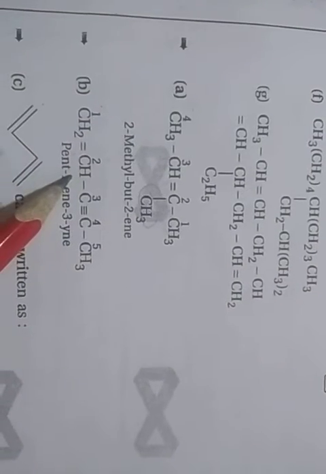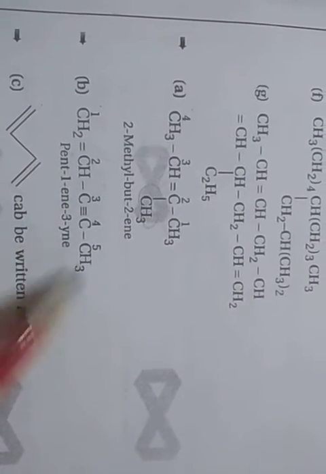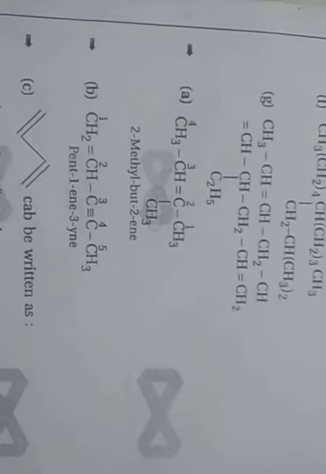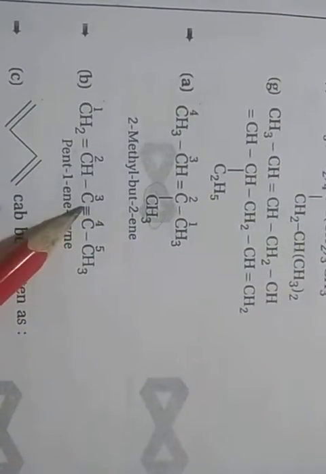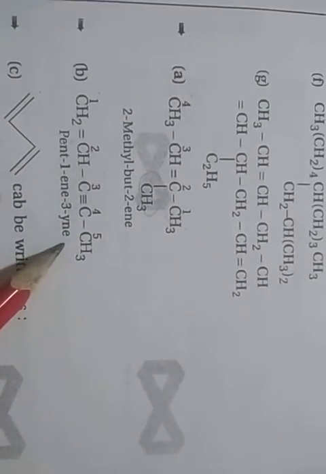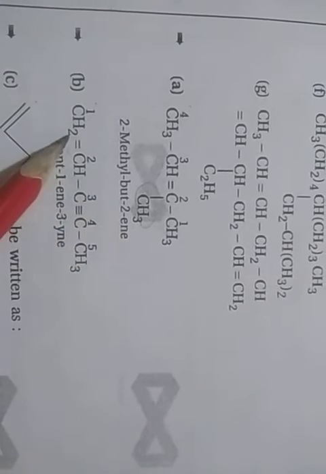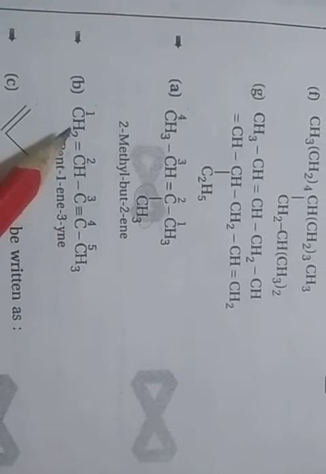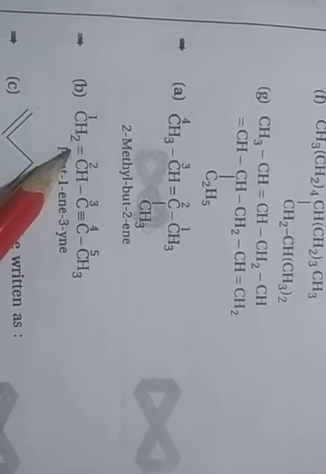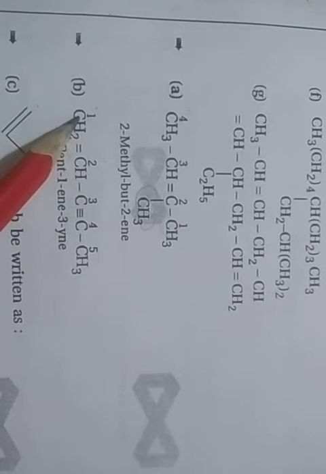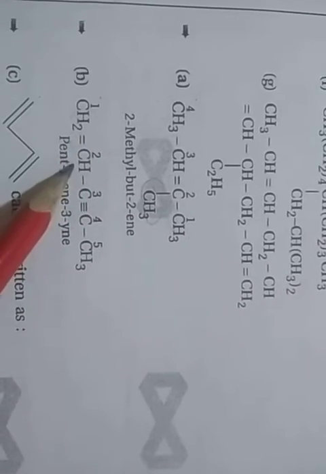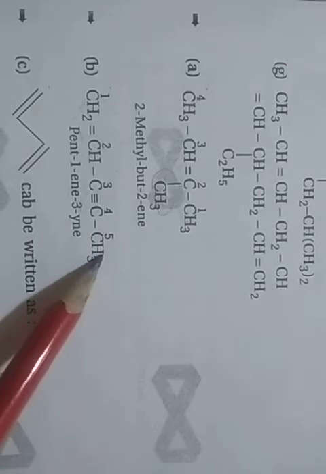Then the second example, CH2 double bond CH, C triple bond CCH3. Okay, CH2 double bond CH, C triple bond CH3. So numbering is given here for the double bond and here for the triple bond, and the first preference goes to the double bond carbon. So preference is given from this side, 1 2 3 4 5.